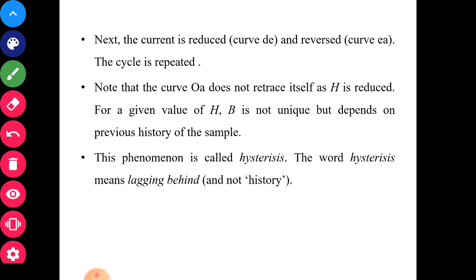So this can be asked in the examination: explain the hysteresis curve. So prepare it well.